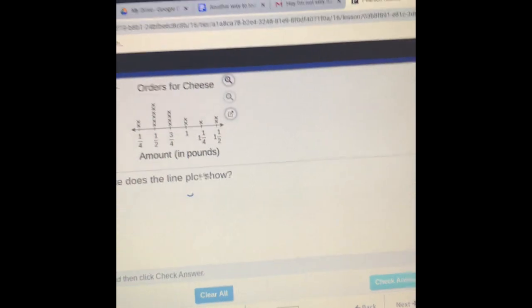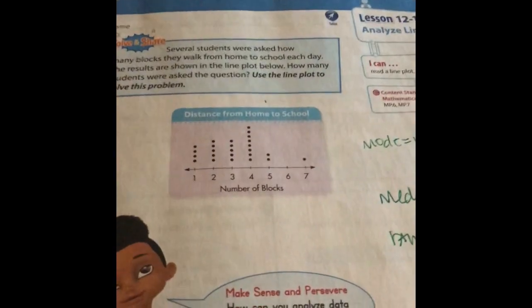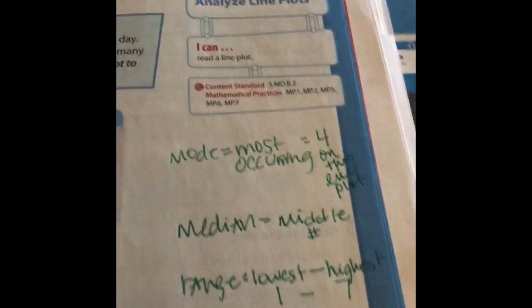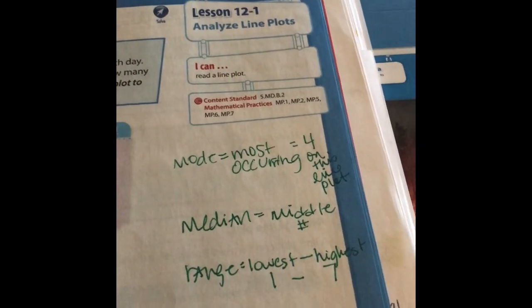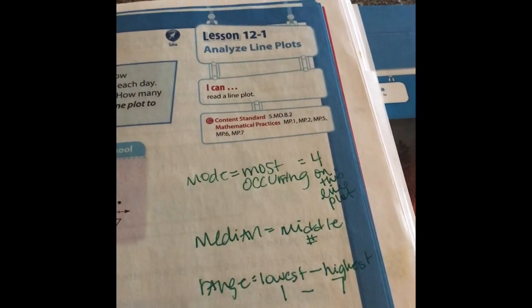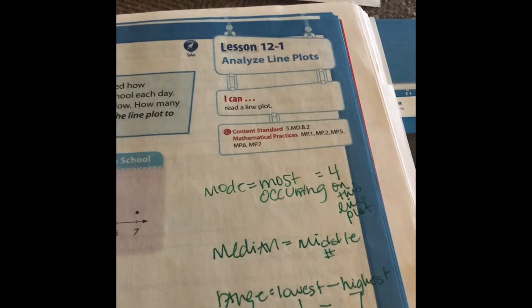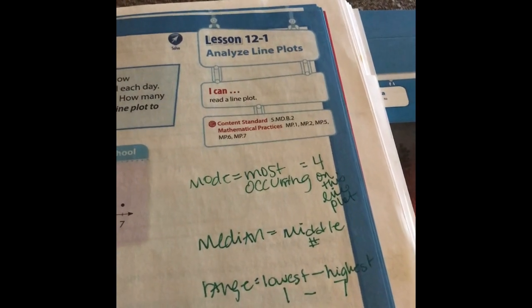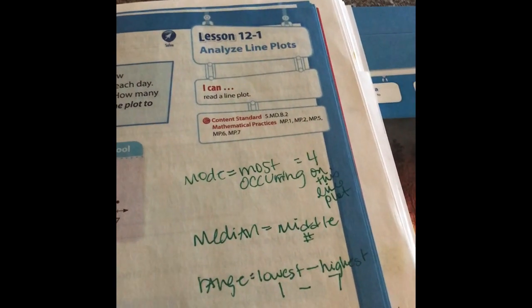Well, I'll come back to this in a little bit. But I'm going to come over to my book, which is what you have, Analyzing Line Plots. And there are always some things I go over with line plots. And it's these 3 words right here: mode, median, and range. Mode is a word that you need to know in 6th grade. So right now it's not even that big a deal. However, it's always good for you to understand what it means.